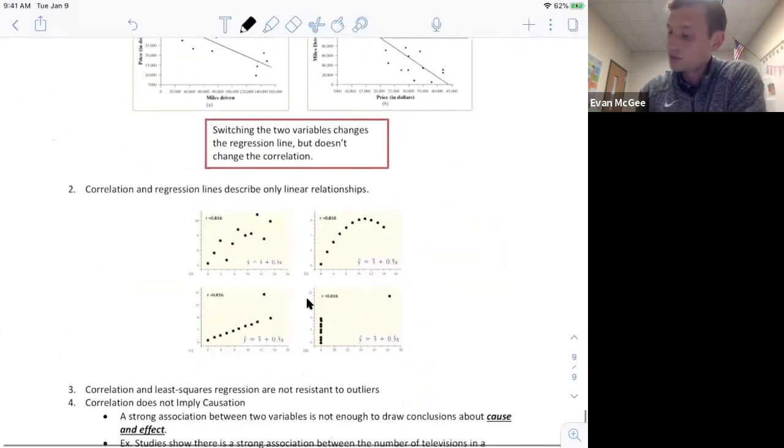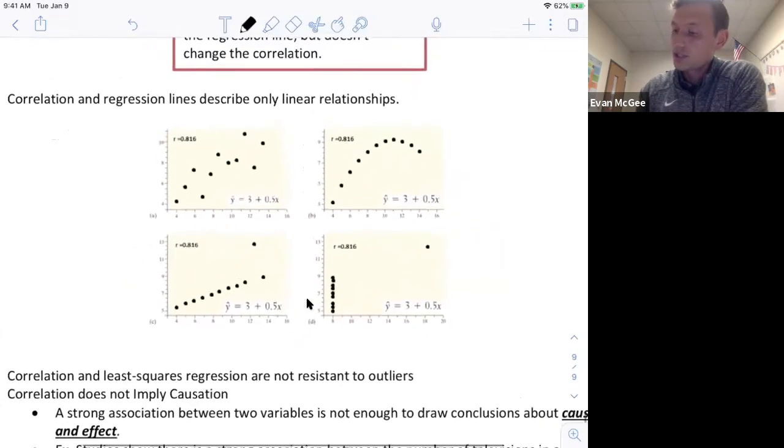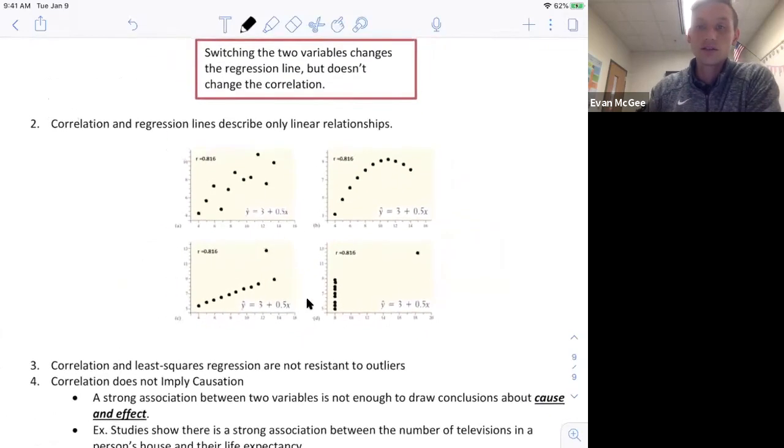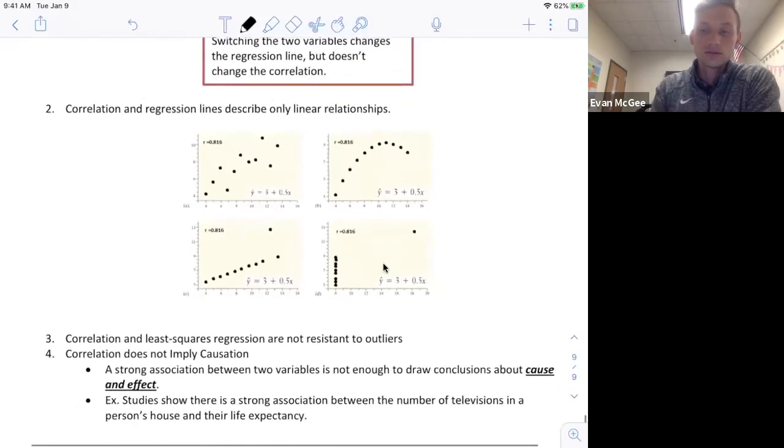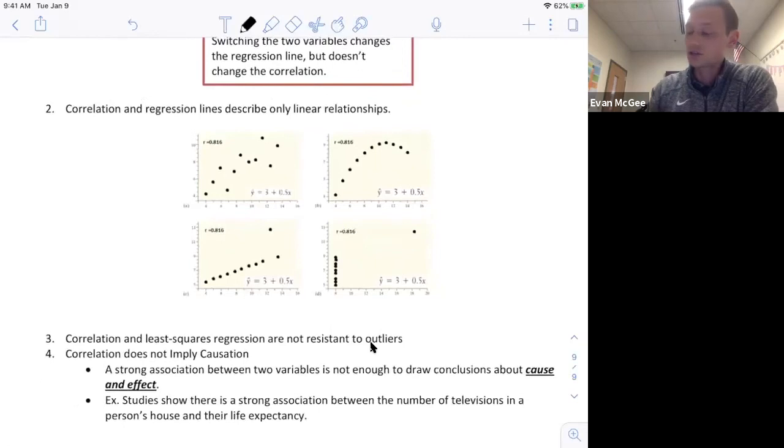Also, I've said this multiple times, correlation doesn't tell the whole story. You need to look at the graph to really understand what's going on. Each of these sets of points has the exact same regression equation and the exact same correlation, but you can see they're totally different graphs. So correlation is only used to describe linear relationships. Number 3, regression is not resistant to outliers. It's largely affected by outliers.